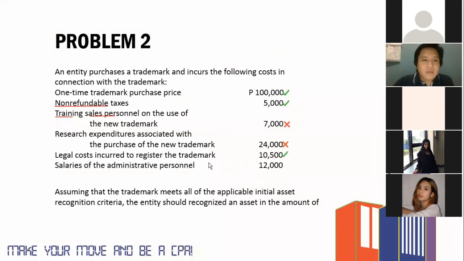And lastly, we have salaries of administrative personnel amounting to 12,000. Salaries. Salaries siya for admin. Okay, so please highlight the admin. Okay. Admin. This is administrative expense. Nothing to do with intangible asset. So therefore, our treatment for this is an outright expense. Okay, so we have 3 items to consider.